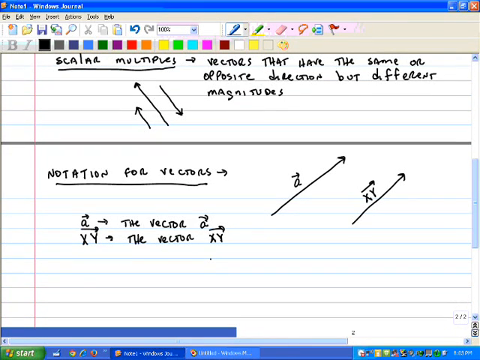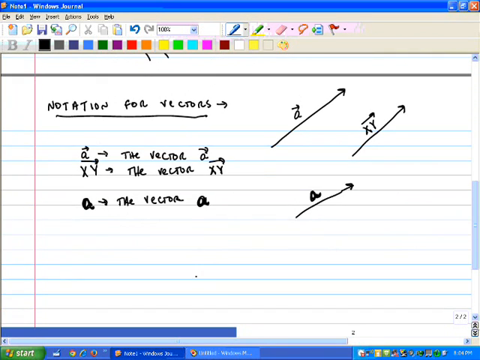Another notation for vectors your book will often use, instead of putting an arrow over the top, is to write the name of a vector with a letter in bold print. So the vector A in bold print is a way to denote the vector A. Usually when I write, I don't do this because bold print's hard to constantly do when you're writing.